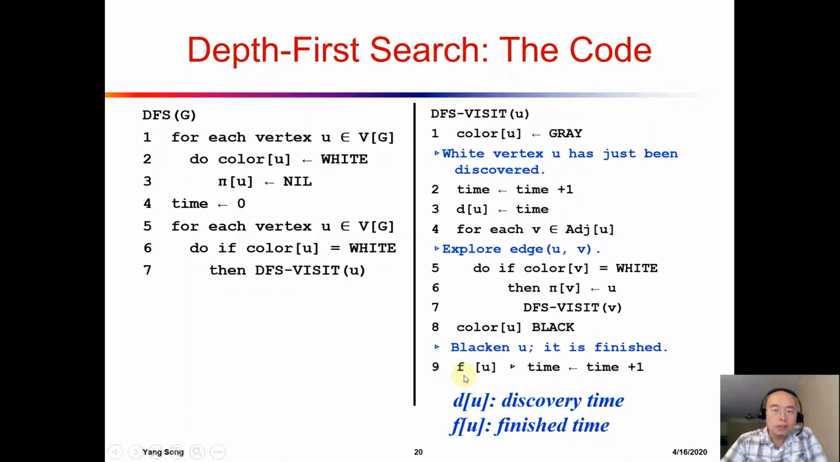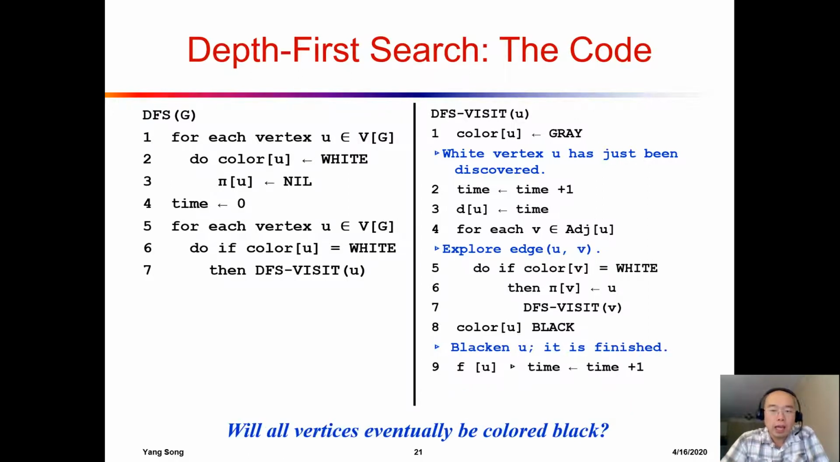Well, the algorithm itself might be a little bit dry, and before we move on and see the examples, I have to spend some time to discuss some of the details. So the number one question: will all vertices eventually be colored black? You have to think about this.